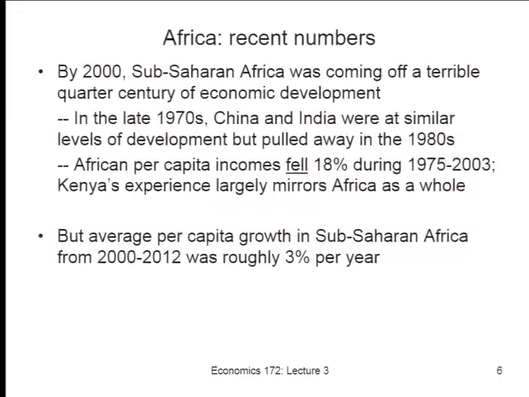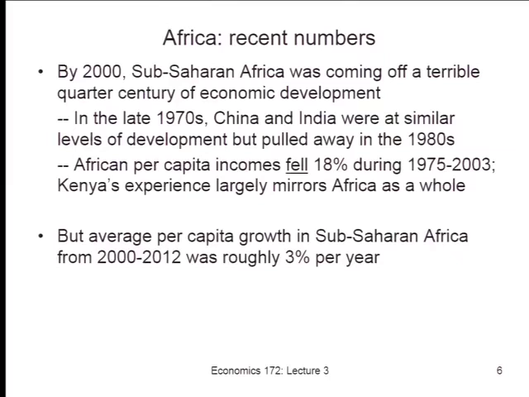That's your goal. Okay, so let's just pick up where we were last time, and then we'll move on to some new stuff. This is just a slide we went through last time, summarizing some patterns of African development. As I mentioned, up to about 2000, sub-Saharan Africa was coming off of 25 years of very slow economic growth. Actually, economic growth was negative in per capita terms over the previous 25 years. That was really terrible economic performance. And just as contrast, India and China were at very similar development levels, say, in 1980, but they really pulled away by 2000. They developed really rapidly during those subsequent 20 years.